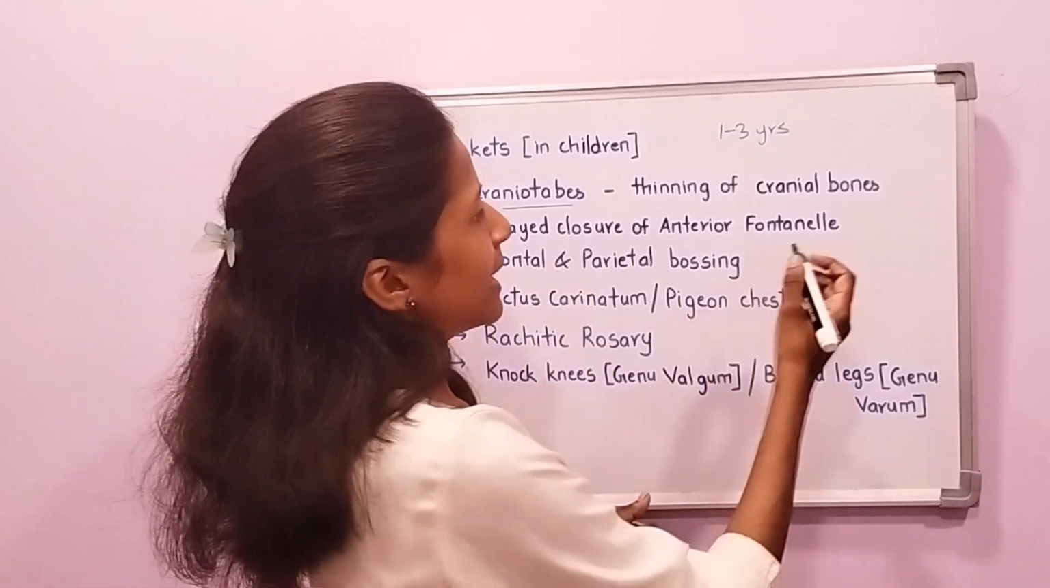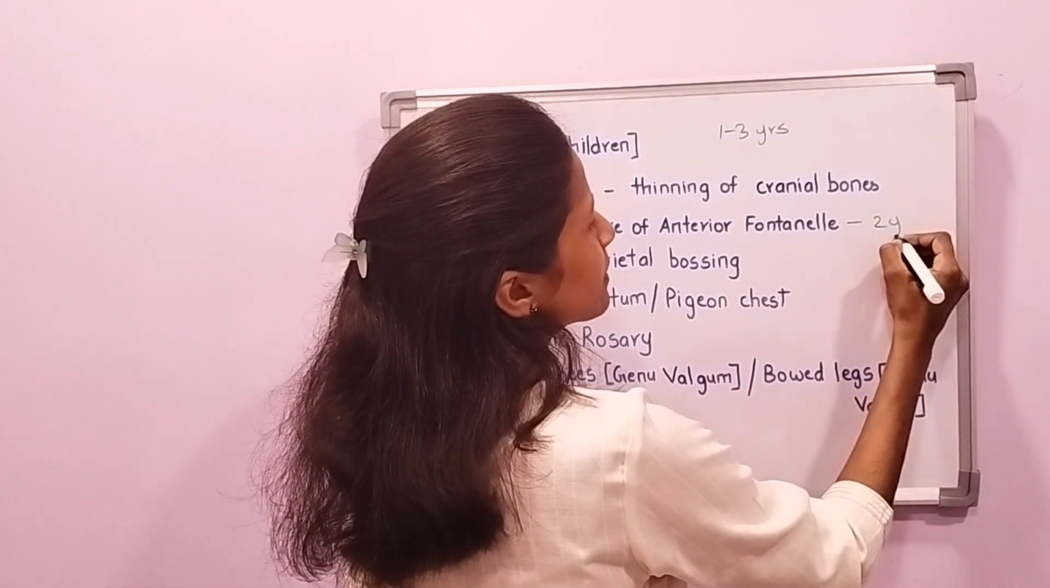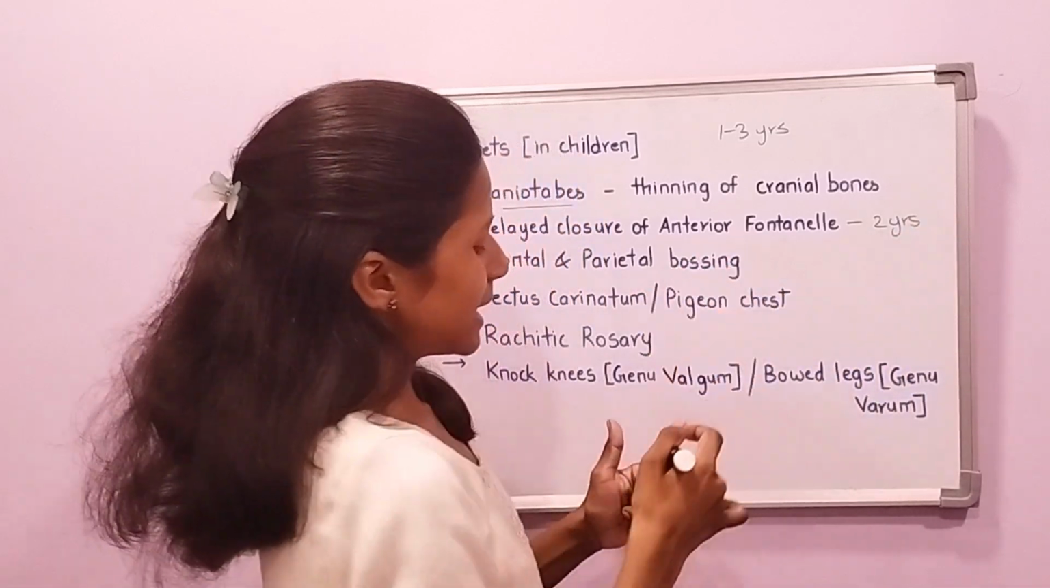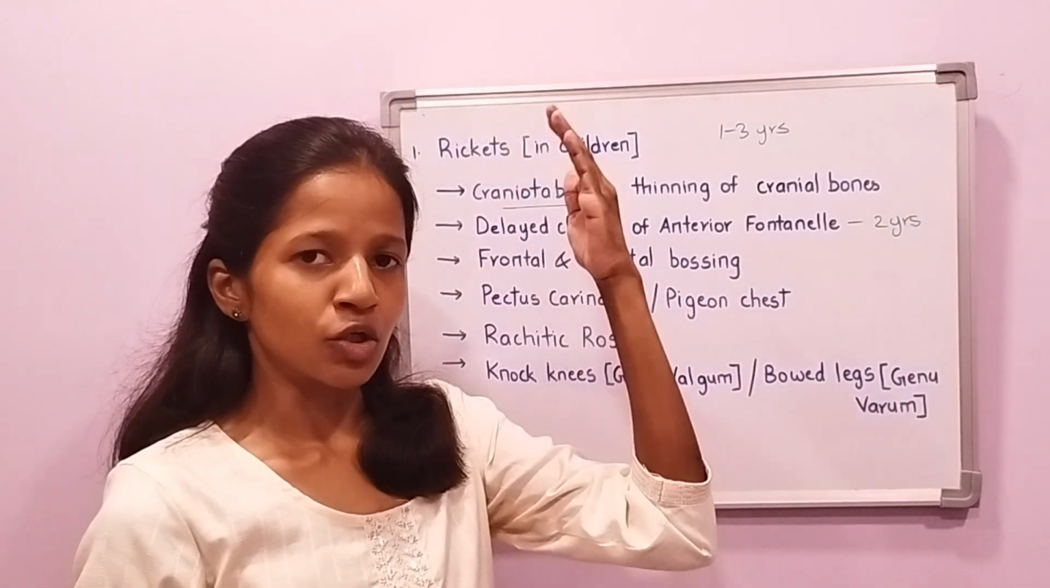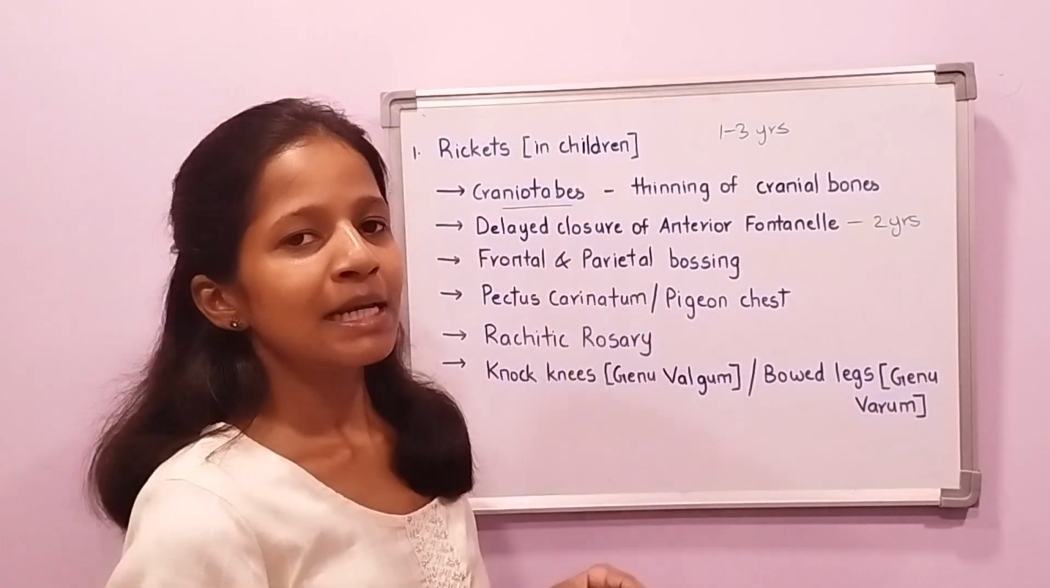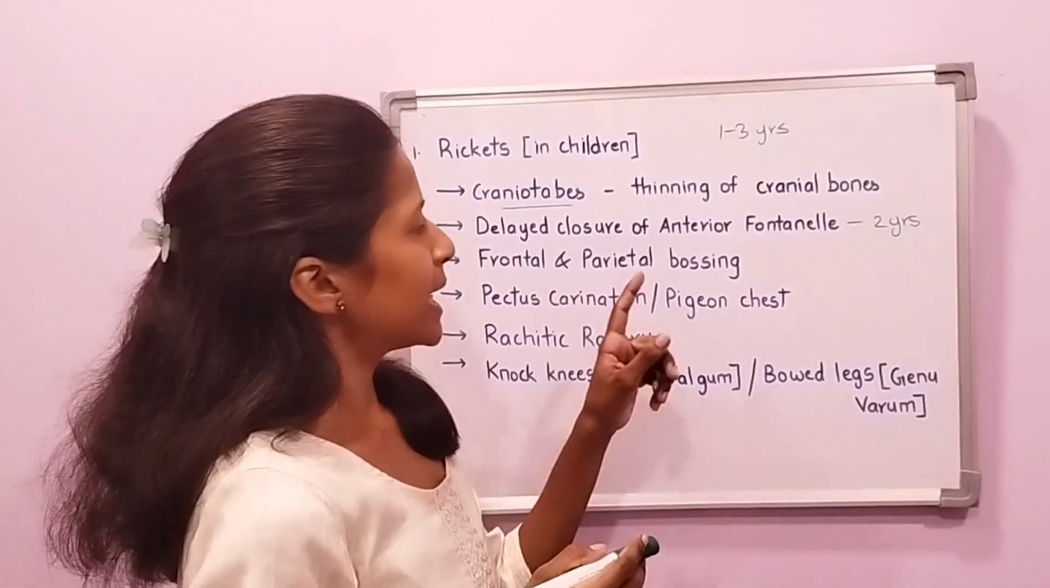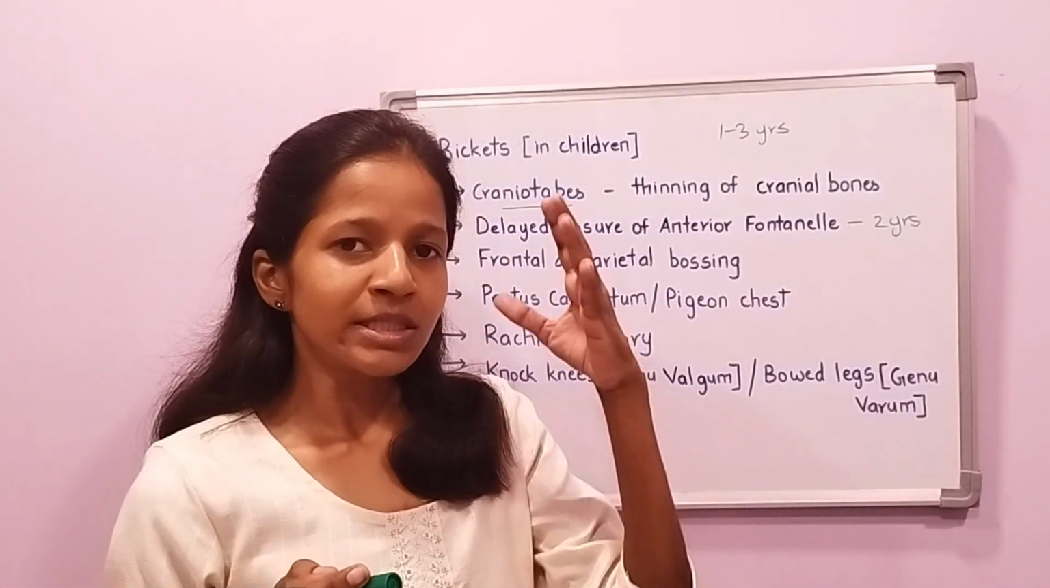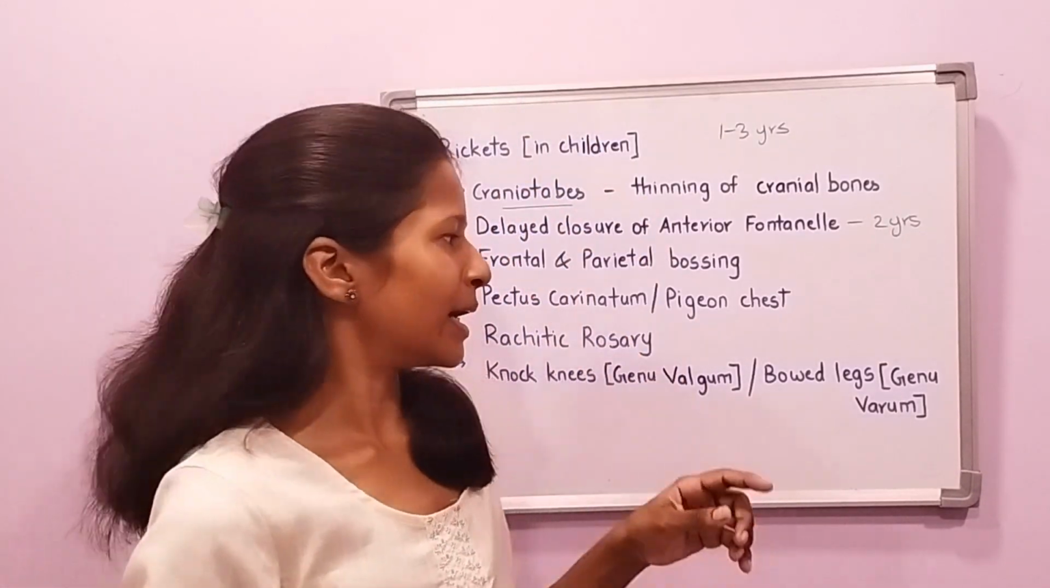Delayed closure of the anterior fontanelle. This usually closes by 2 years of age, but in case of rickets, the fontanelle that is on the top of the child's head, there is a delayed closure of it. Frontal and parietal bossing. This could lead to a significant protrusion of the forehead part.